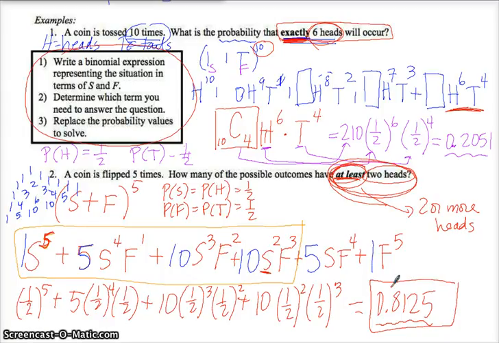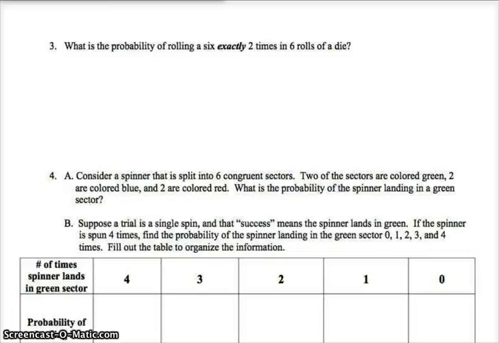Now let's move on. This time, I'll help you set it up, and then you can try to calculate it on your own and check with the second video because we're going to run out of time. But what I want you to notice is that our scenario is different. What is the probability of rolling a 6 exactly 2 times in 6 rolls of the die?